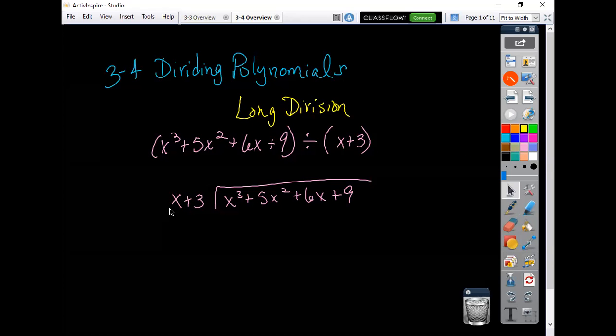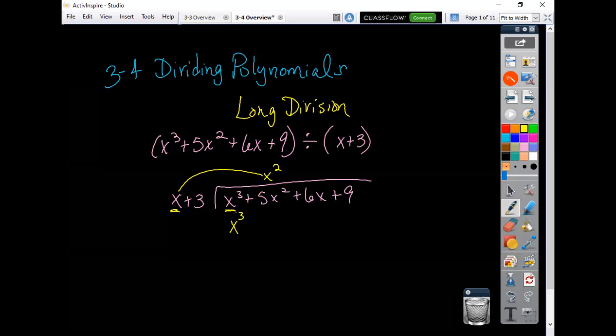If you take this first term out in front, you are looking at this x, and the first term in the dividend and divisor. So x times what is x cubed? You would hopefully say x squared. In other words, x squared times this x gives me this x cubed.